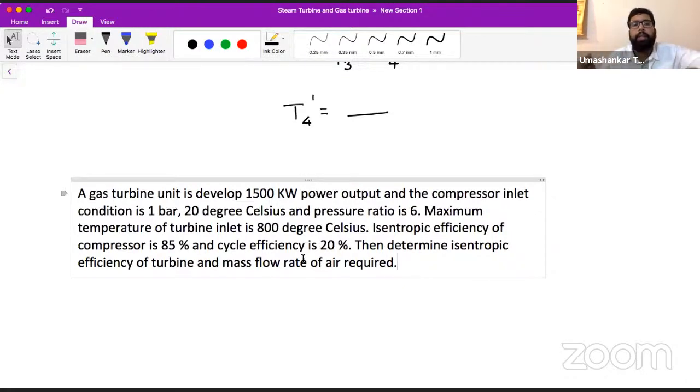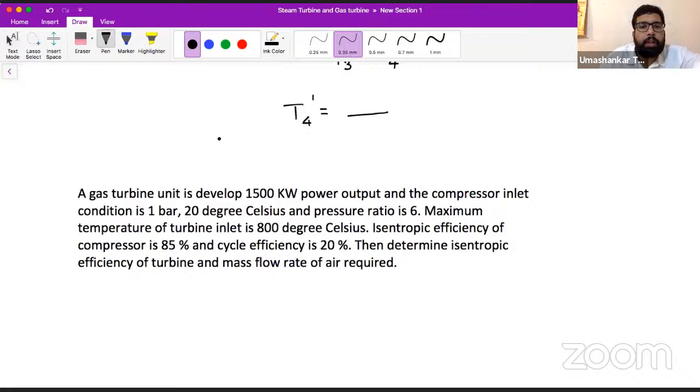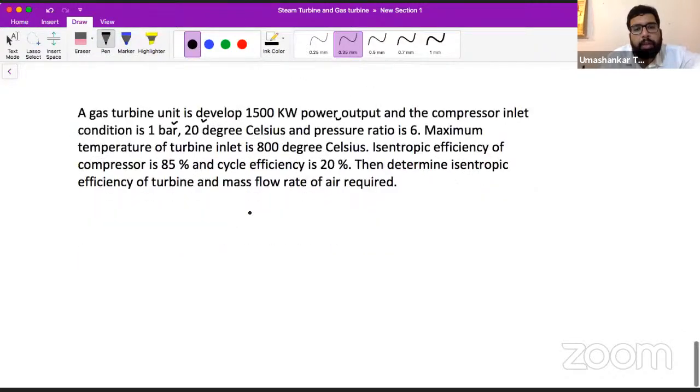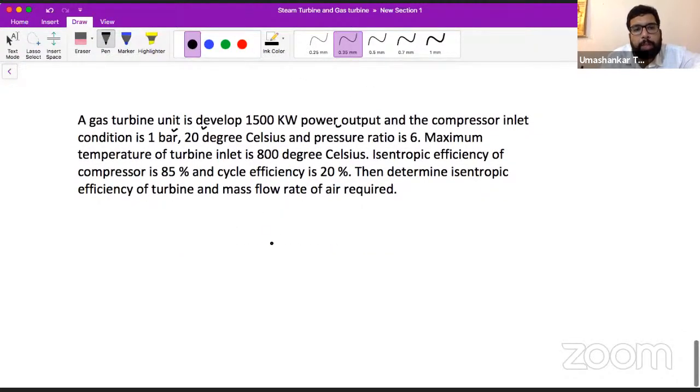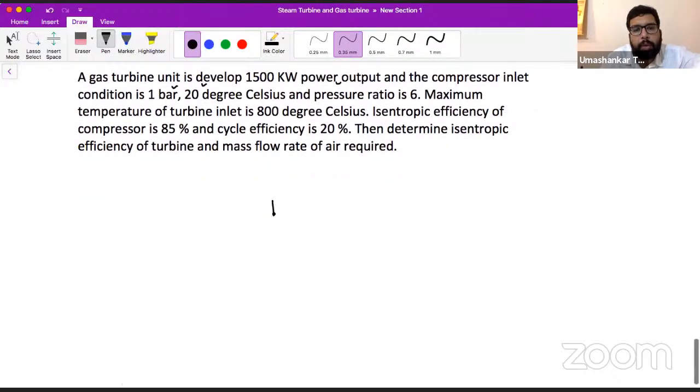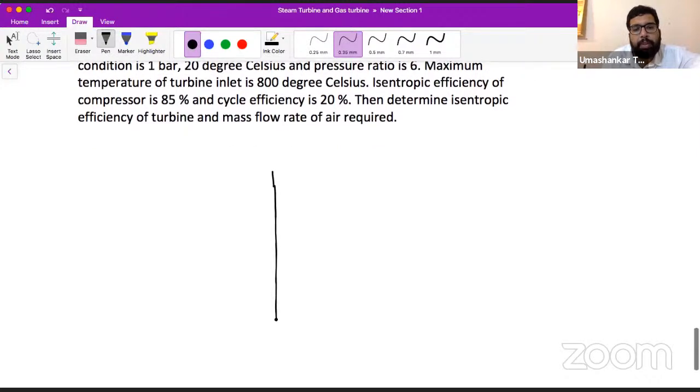So what is it saying? A gas turbine unit develops 1500 kilowatt power output. Compressor inlet conditions are given to you: the temperature at inlet and the pressure ratio. The maximum temperature at turbine inlet is also given. The isentropic efficiency of the compressor is given, the cycle efficiency is given, and you are required to find the isentropic efficiency of the turbine. So let's make the diagram first.